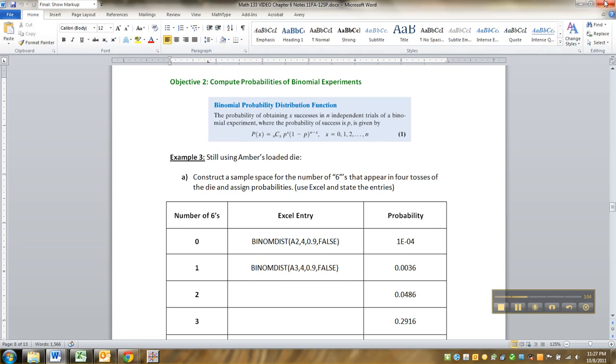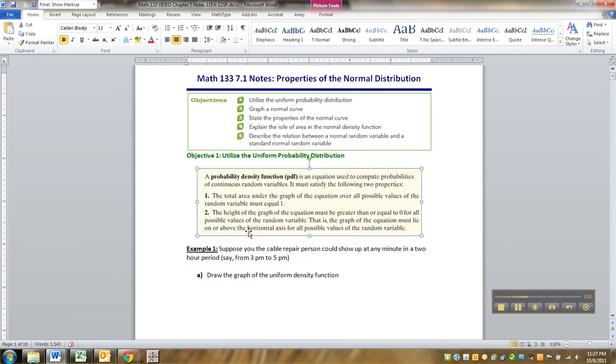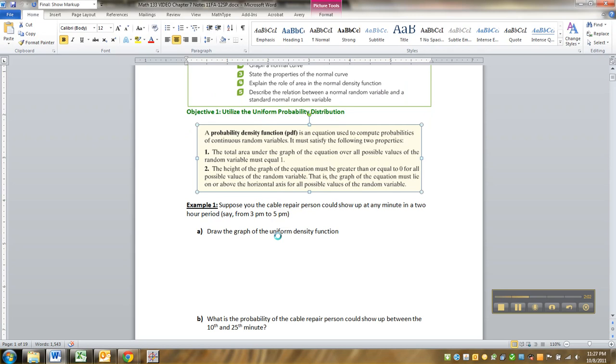So in chapter 7, it's the same idea. We want an equation that will create the probabilities for us, but it's going to be more difficult now because instead of being discrete as they were in chapter 6, they're going to be continuous for pretty much the rest of the course, to be honest.